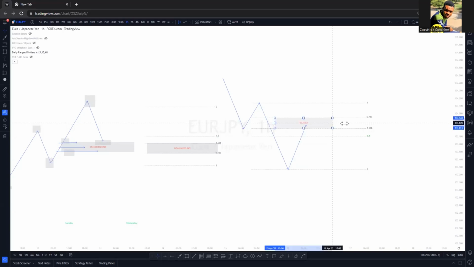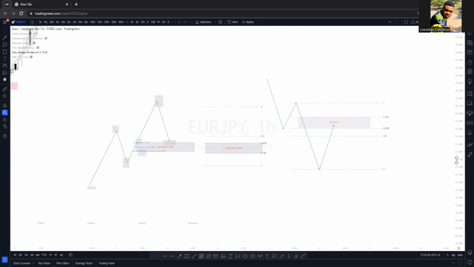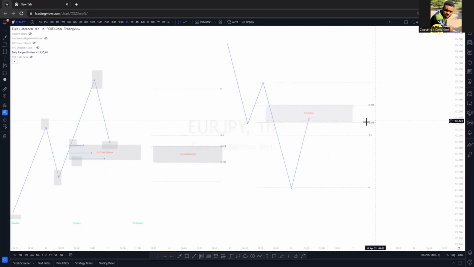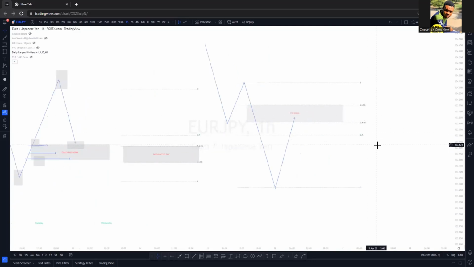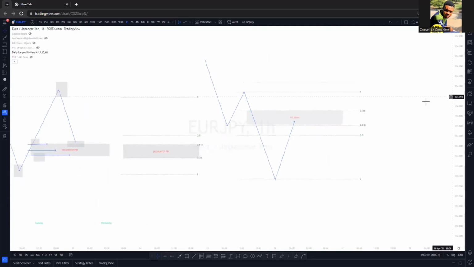Then you are going to identify or look for your point of interest within this premium price, right? Within this premium price, which is between 78 and 61.80, is your premium price. So anything below here, you are not interested. But anything above the equilibrium price is what you are interested in, right?